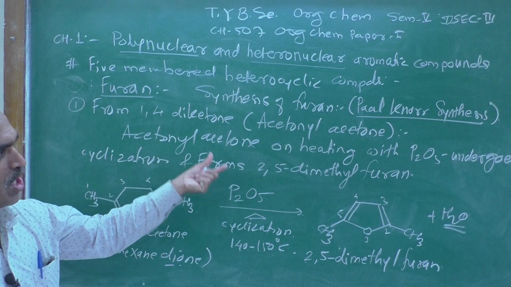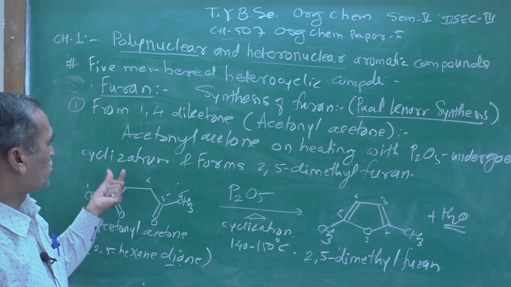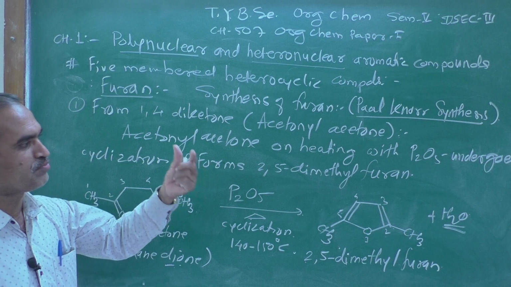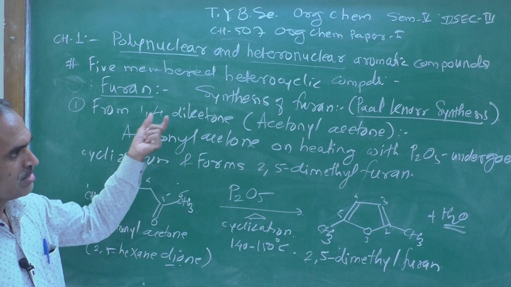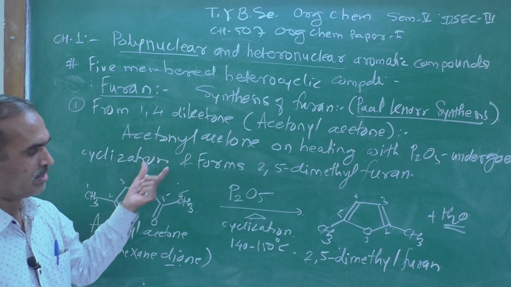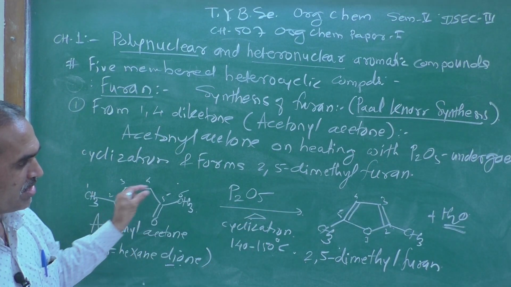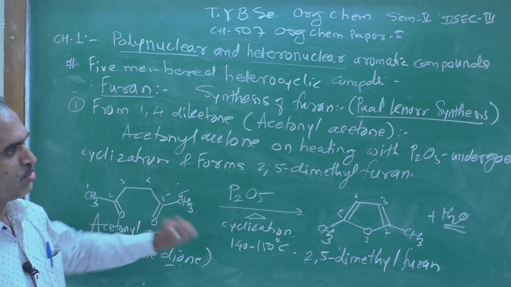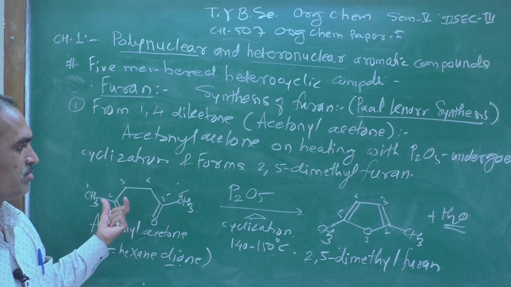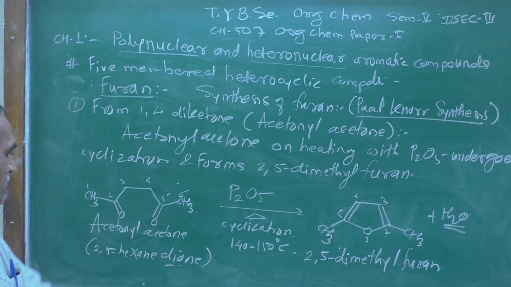Acetonyl acetone on heating with P2O5, phosphorus pentoxide, undergoes cyclization and forms 2,5-dimethyl furan. Whatever the sentence written over here is systematically represented on the blackboard; this is a figure which tells more about this. See the representation of that reaction.